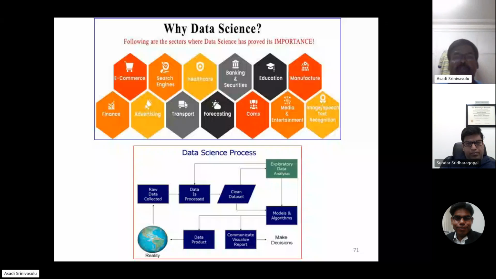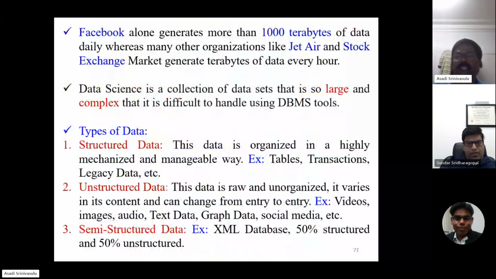In the healthcare sector also we are using data science. Banking and securities, and forecasting, weather forecasting, we are using data science. And in the education sector, manufacturing, media and entertainment, image and speech text recognition, we are using data science. Facebook alone generates 1,000 terabytes of data every day, whereas many other organizations like Jet Airways and the stock market or exchange market generate terabytes of data every hour.